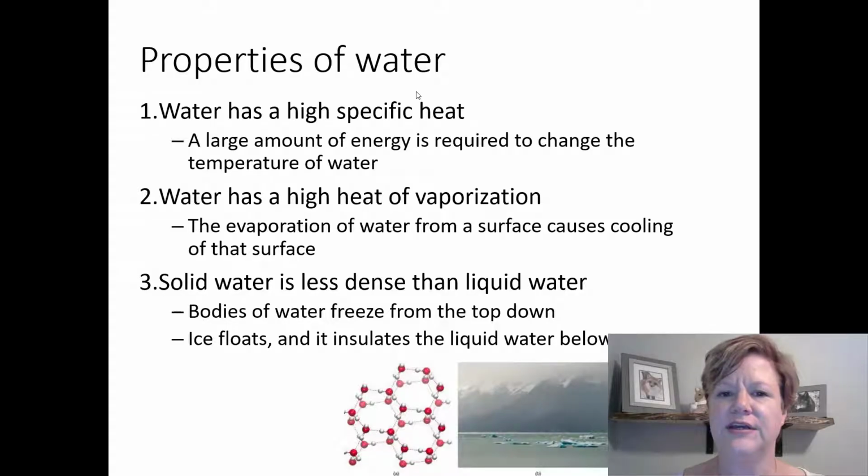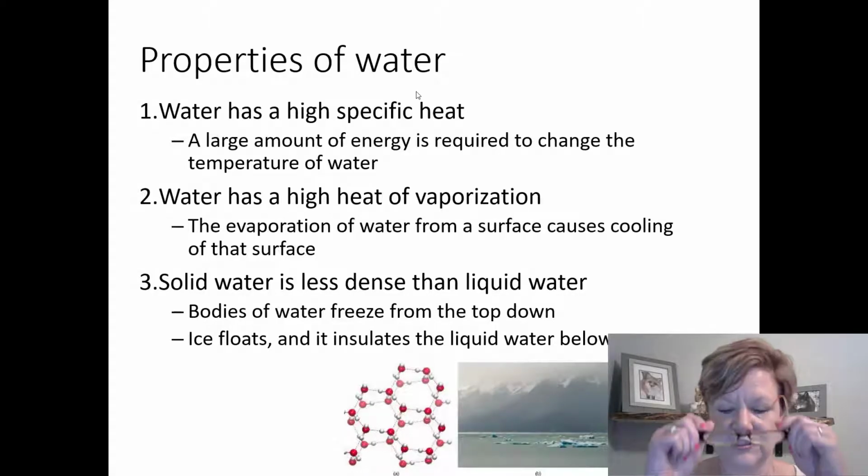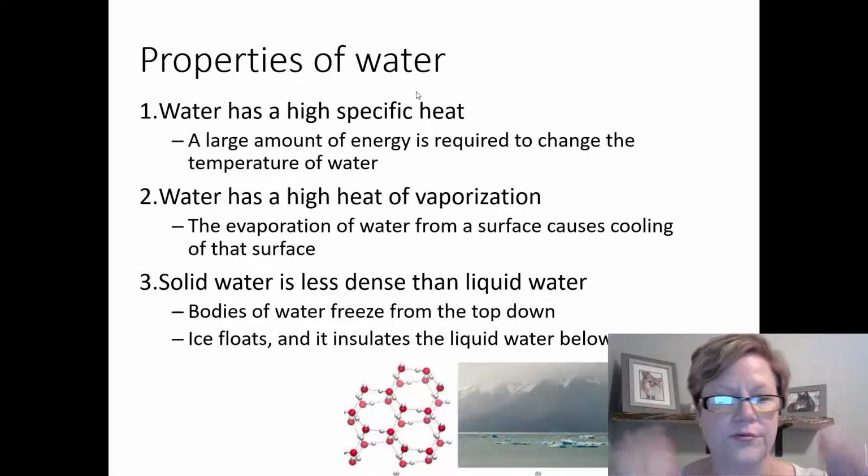Water has a very high, what we call specific heat. Specific heat is defined as how much energy it takes to increase the temperature. So if you ever watched a pan of water boil, here's an experiment. Don't try this at home.